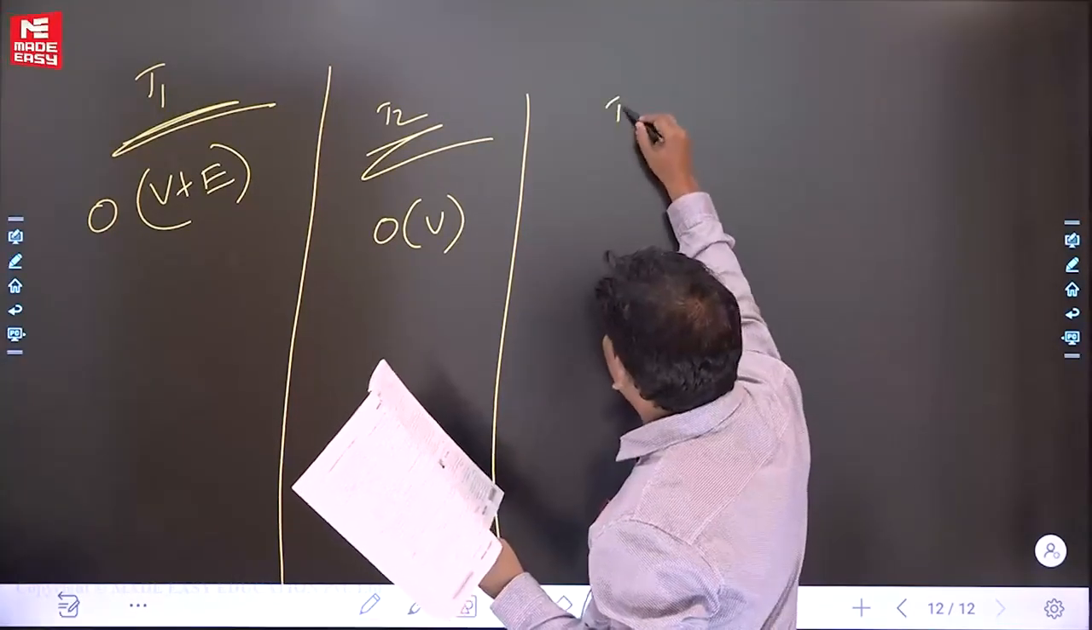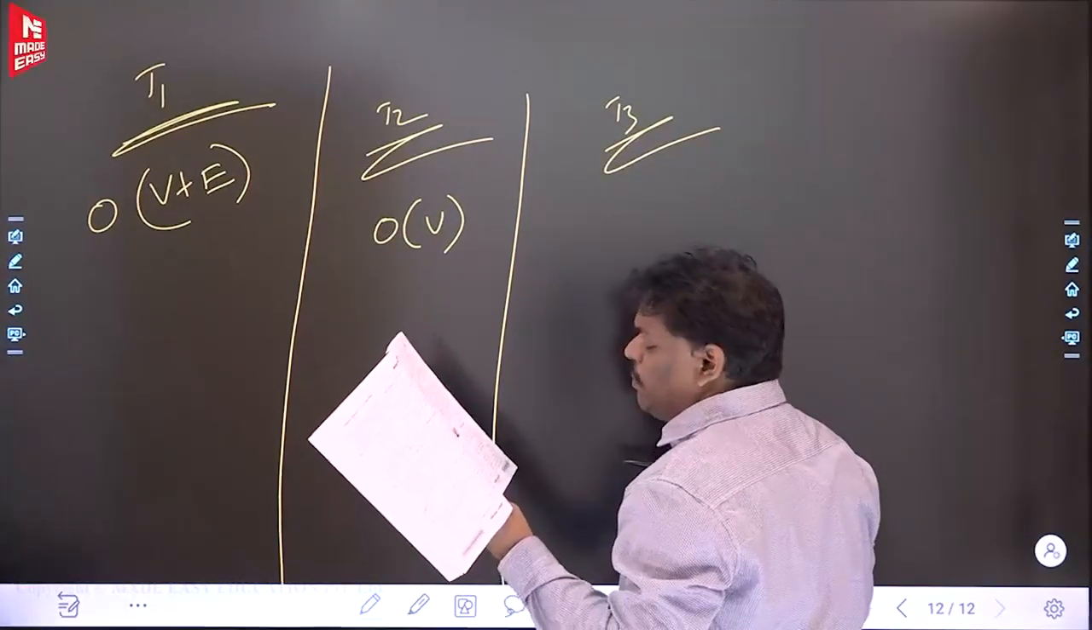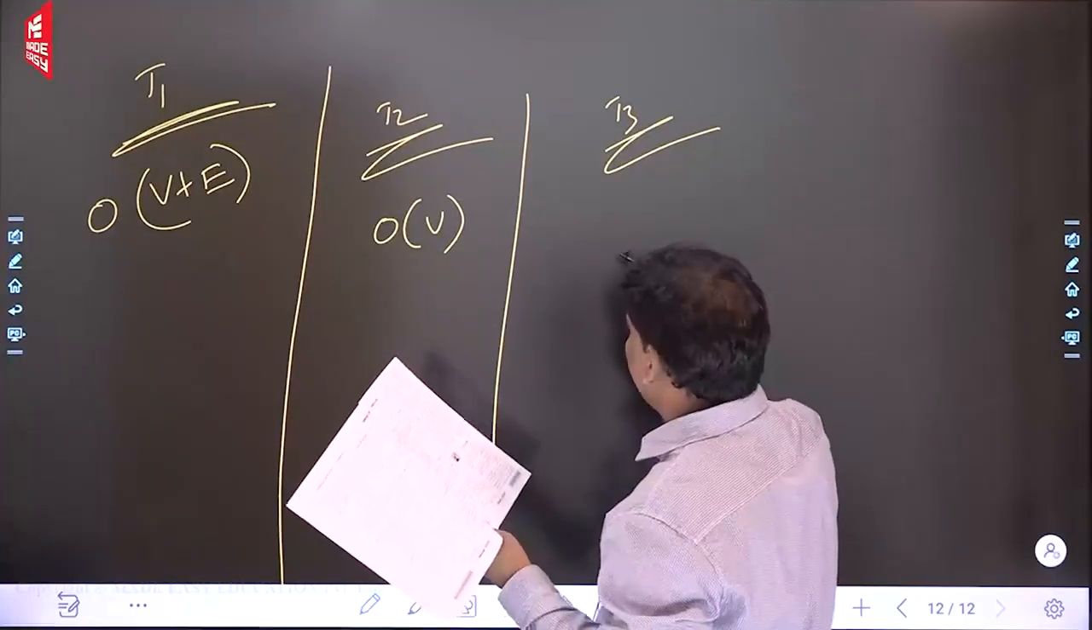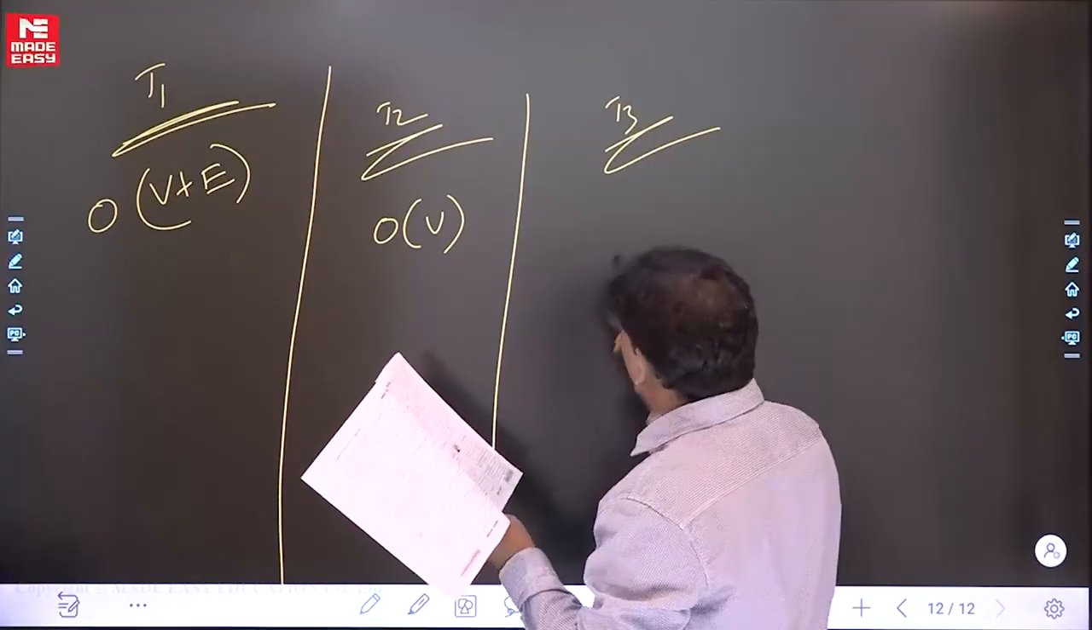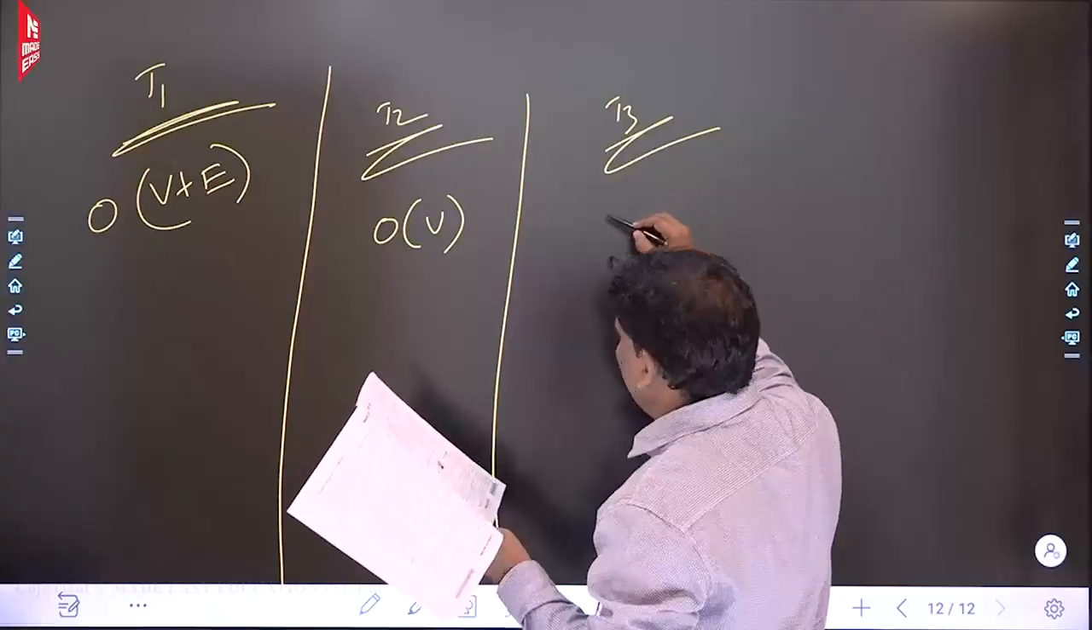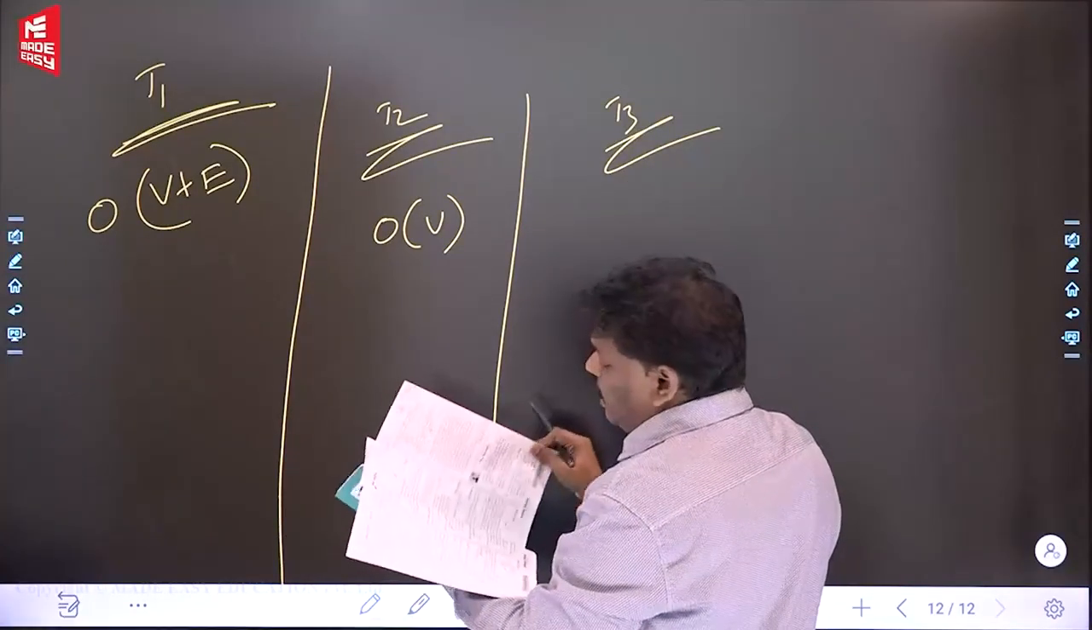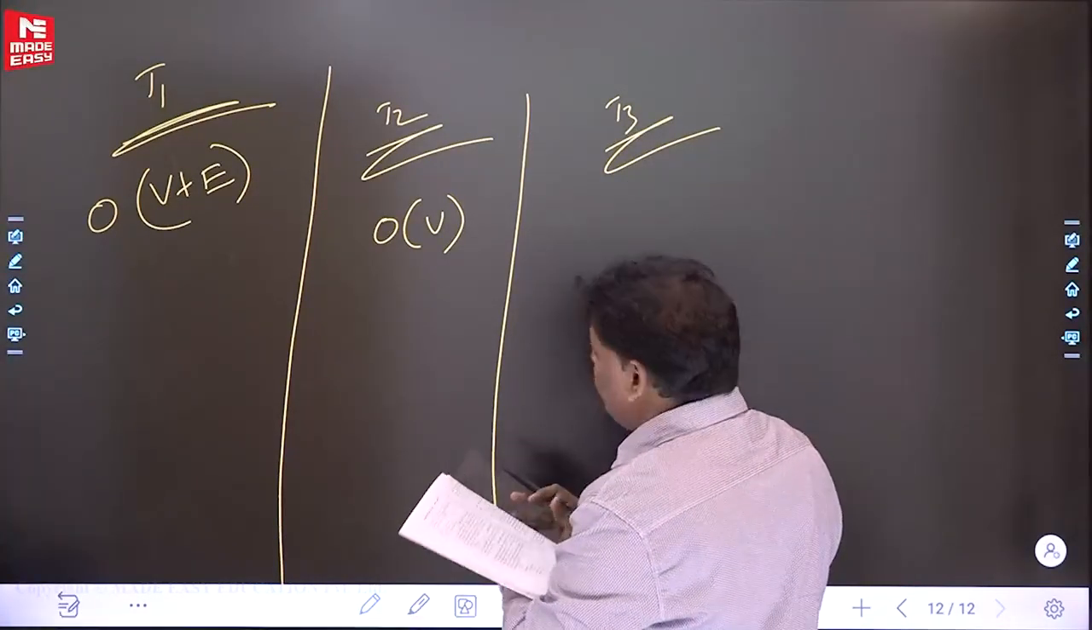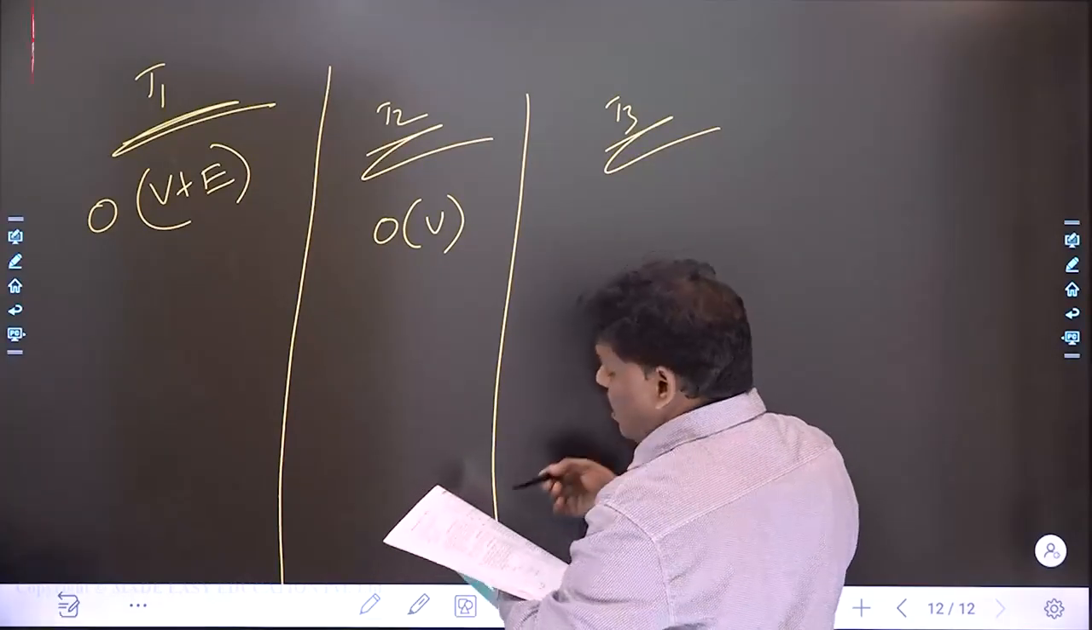Next one, T3. T3, I think it is the min heap or max heap, deleting an element. What is the answer? He is saying that depth is D. Depth means the number of levels. I think the answer is going to be that deleting an element in the min heap or max heap will take order of log n. Here it is log n plus D.